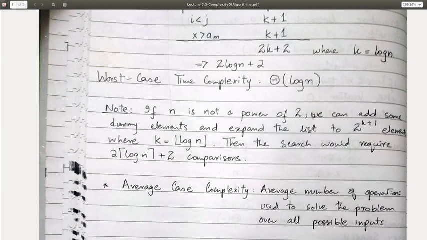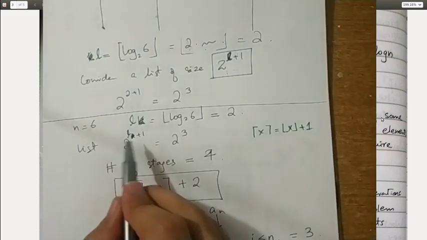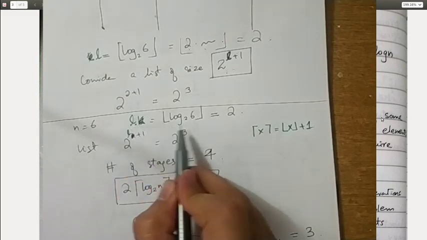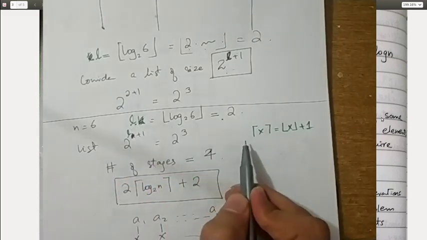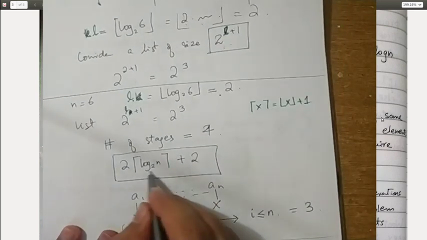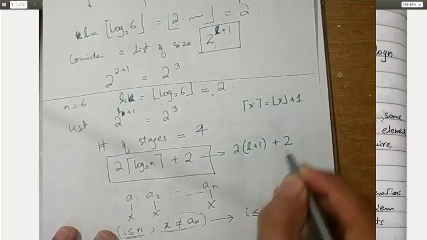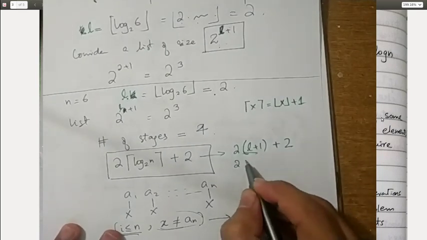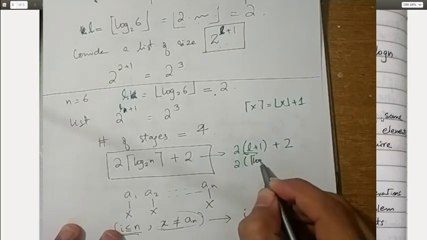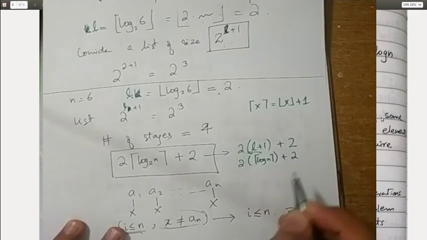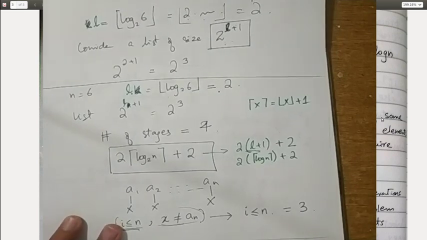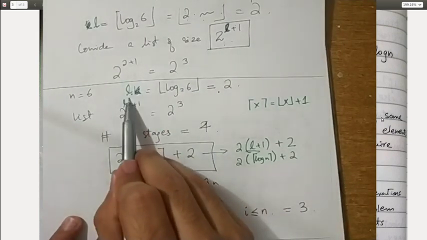So maybe if you think about this as k, then this was k plus 1. If you found this to be L, where L was the floor of this, then doing the ceiling is simply L plus 1, right? So you can just write this as 2 into L plus 1 plus 2, which is nothing but the ceiling of log n plus 2. We did floor to find L and then we added L plus 1.